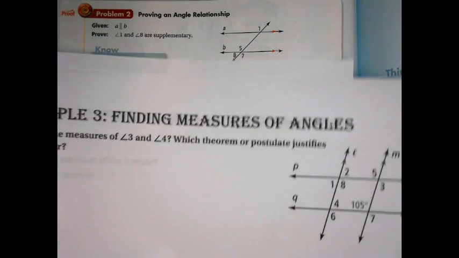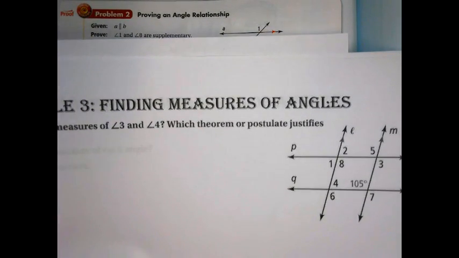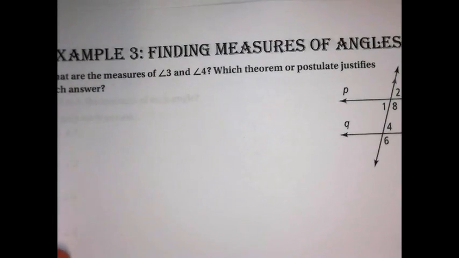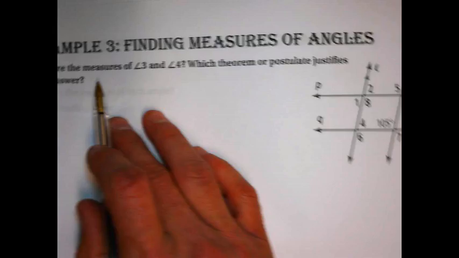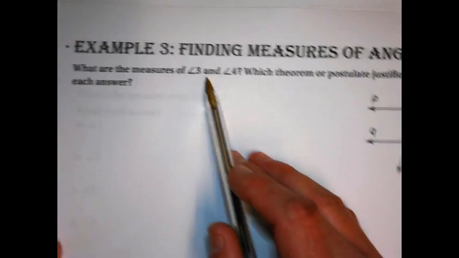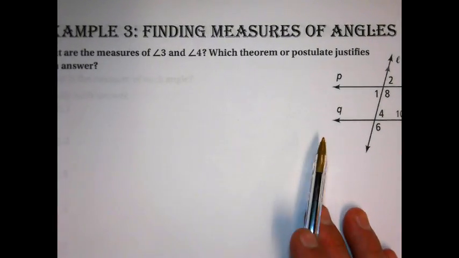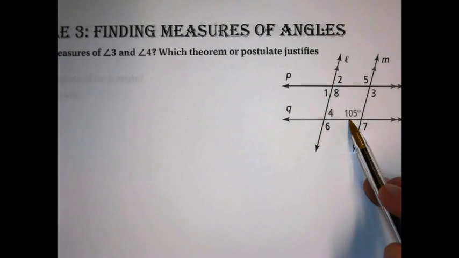Okay. So the quick question is, for this particular example, what are the measures of angle 3 and angle 4, and how do we know? Which theorem or postulate justifies this? So here's what we're given. We have an angle here. What's 3? What's 4?